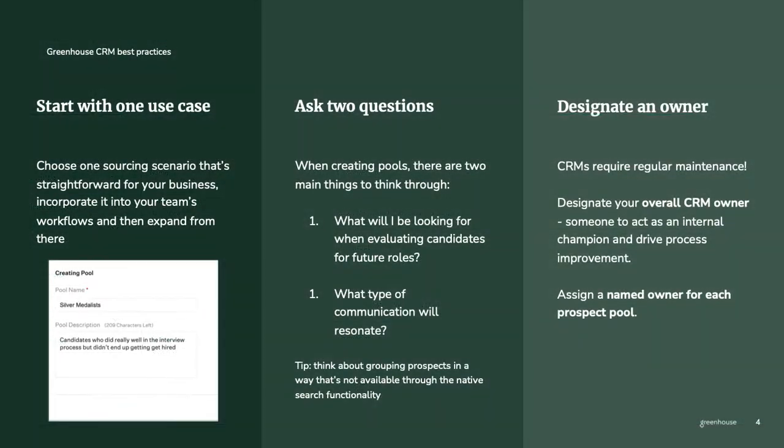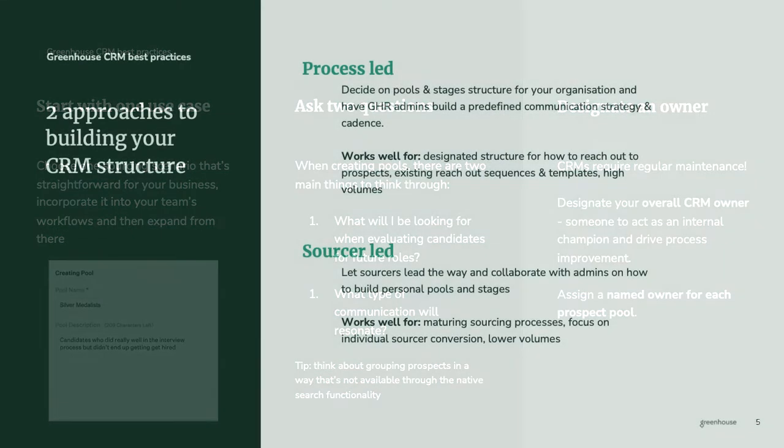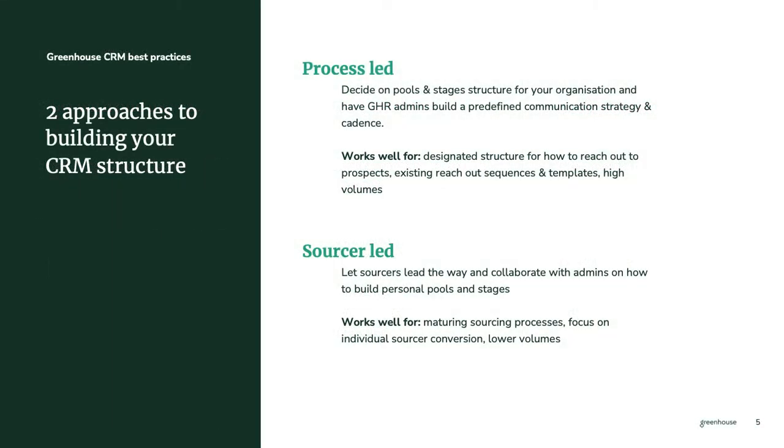And finally, you'll want to designate an owner. CRMs require regular maintenance. So an overall CRM owner, someone to act as an internal champion and drive process improvement, is paramount to success. And along with the overall CRM owner, you should assign a named owner for each prospect pool. So now let's dig into possible strategies for pools and stages.